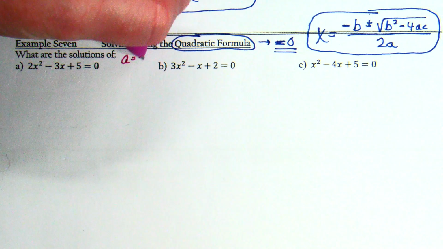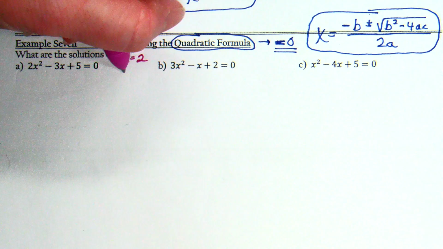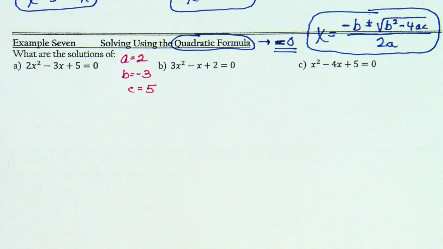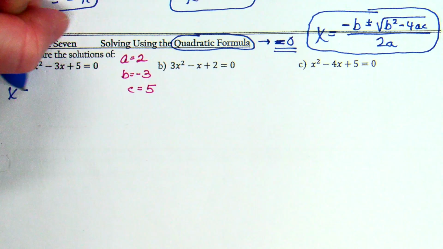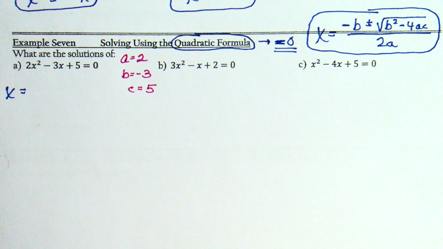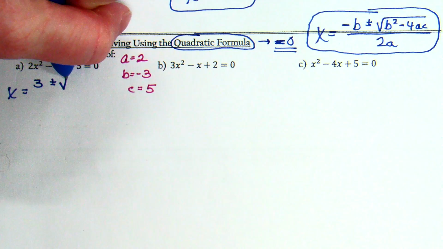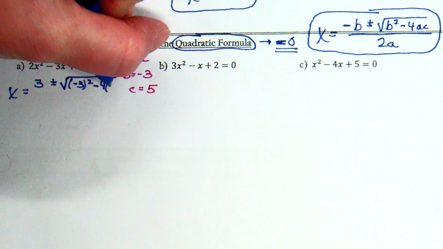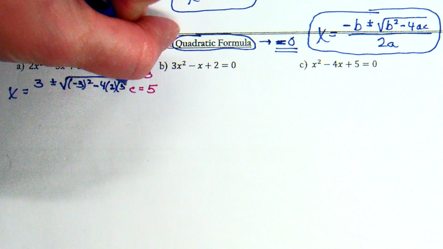x equals negative b. What's negative b in this case? Positive 3. Plus or minus the square root of b squared, so negative 3 squared, minus 4 times a, which is 2, times c, which is 5, all over 2a, 2 times 2. When you're doing this on paper, this is the type of work I would expect you to see written out, right? Okay, write that out for me.